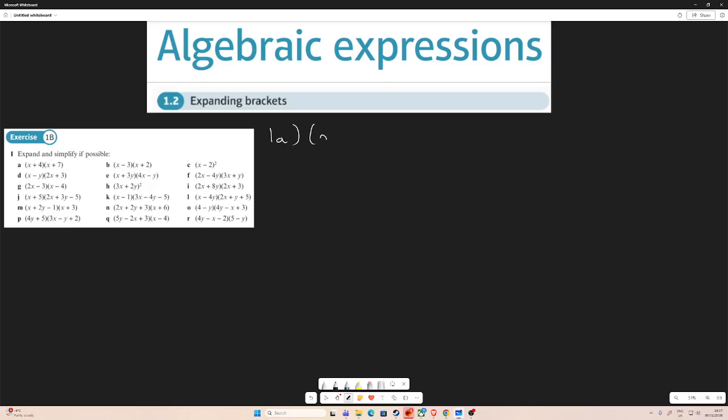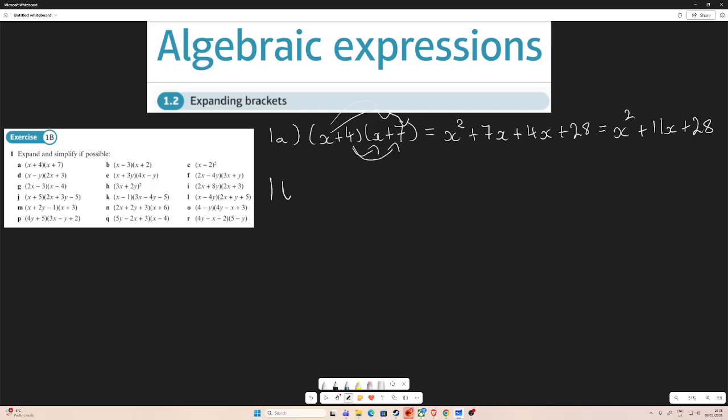So I have x plus 4 times x plus 7. So we do x multiplied by x, so that's x squared, and then x multiplied by 7, so that's 7x, and then we'll do 4 times x, which is 4x, and 4 times 7, which is 28. Finally, we need to simplify, so it's x squared plus 11x plus 28.